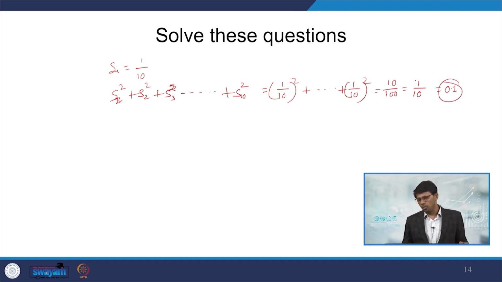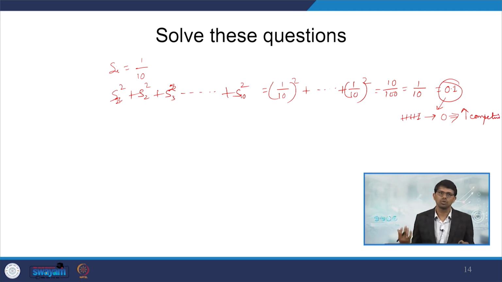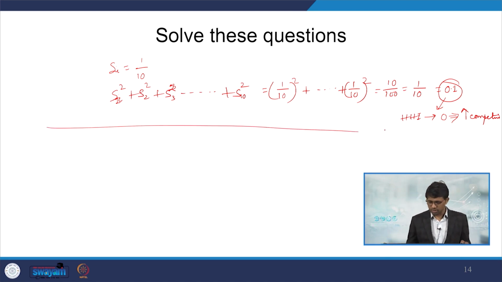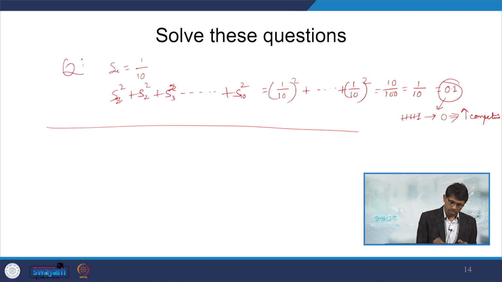All right, so 0.1, how do you interpret this? It is very close to 0, by the HHI levels we have already described. If it is near 0, that means the extent of competition is higher. If it is close to 1, then there will be more concentration and some of the firms controlling a larger share. This is what you can calculate for the first question, question number 1.